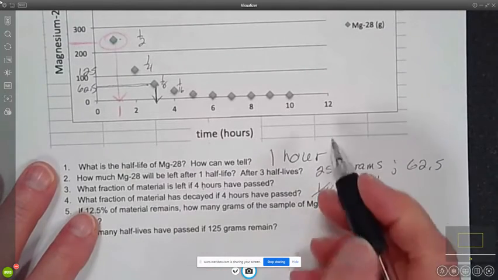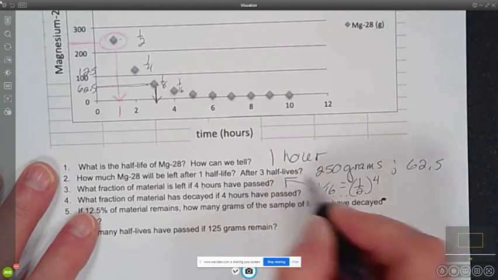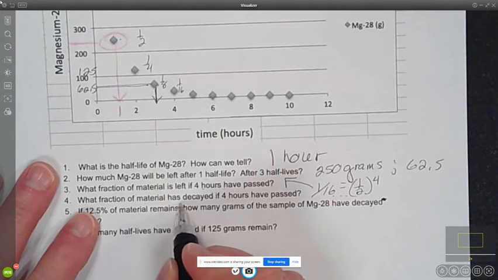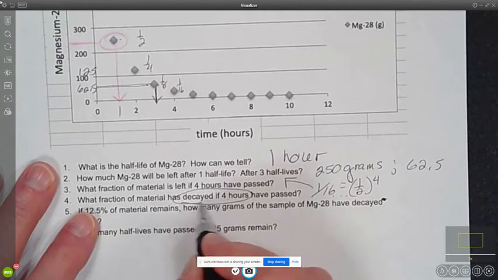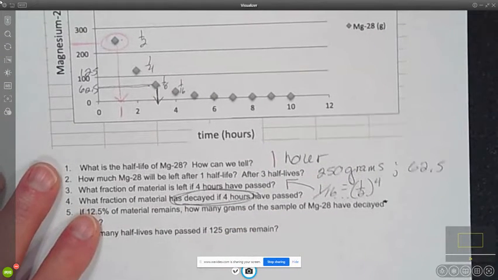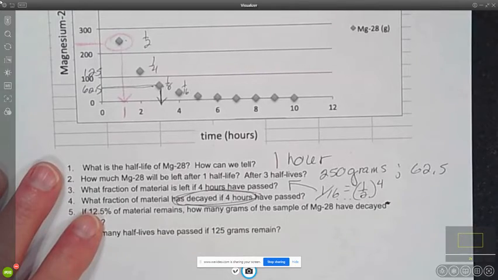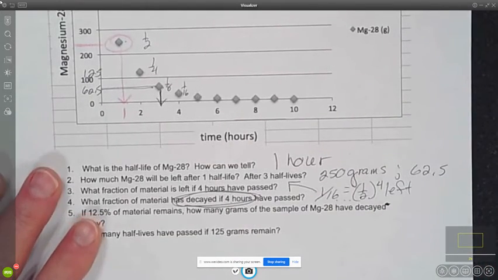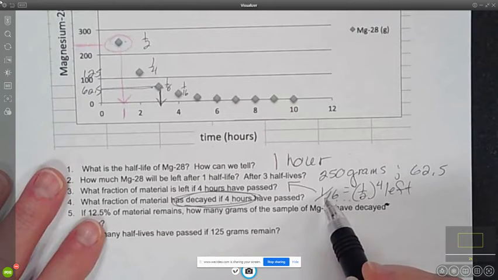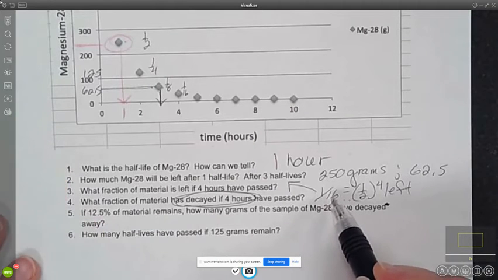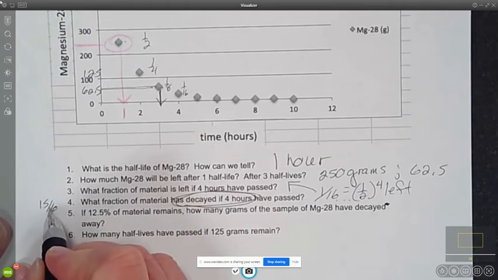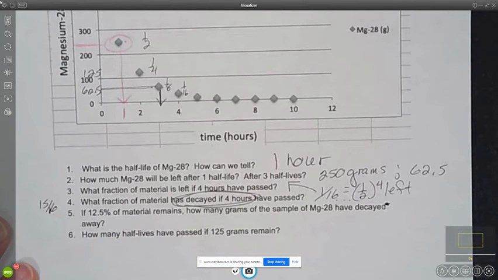This one says, what fraction of the material has decayed? How much has actually decayed? How much is no longer left? This is left. How much is decayed? Well, it's the rest of this. I've got 1/16 left, so I would have 15/16 that have decayed.